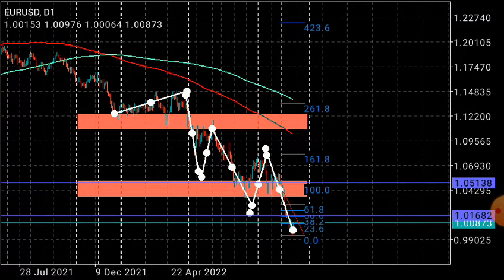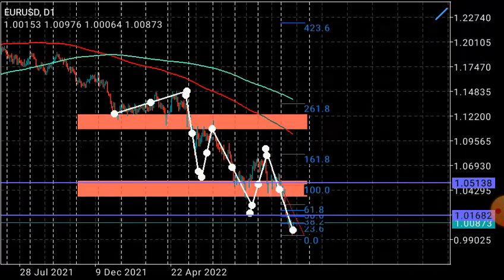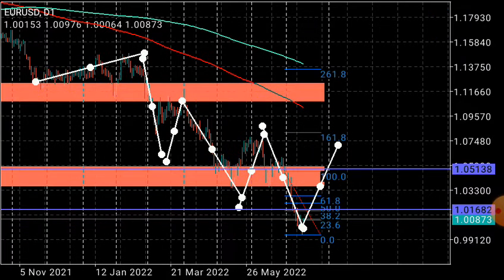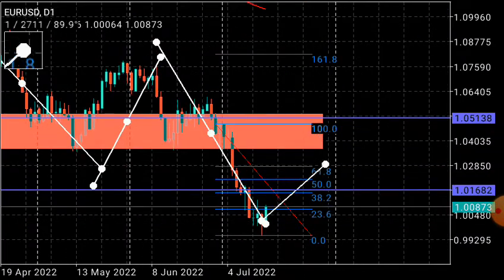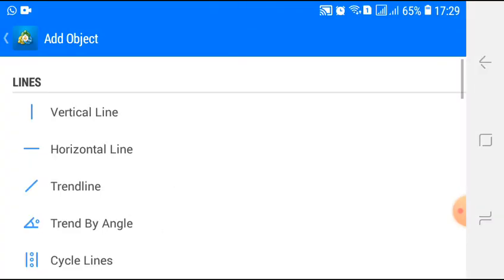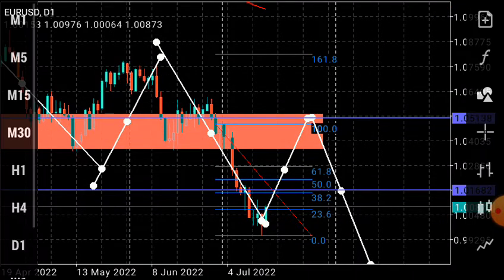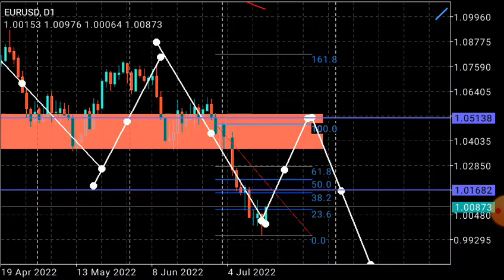So here I'm looking for a potential pullback from this low to probably 100%, probably 200%, and probably also to 50%. So 50% and 200%. So we have two chances.